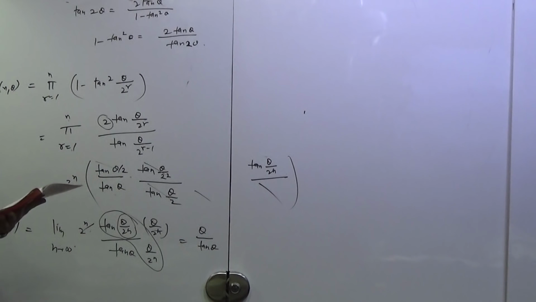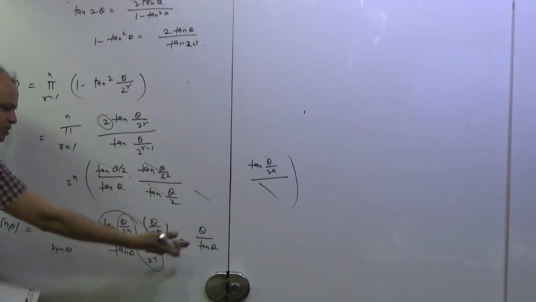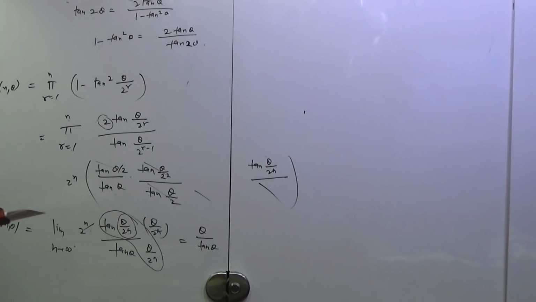What is the final answer he wants to ask us? He is asking limit n tending to infinity of f of n theta. This is what he is asking. What is the final result? So it should be theta by tan theta. Yes, sir. Is it okay? Right. So the next problem is a disaster.